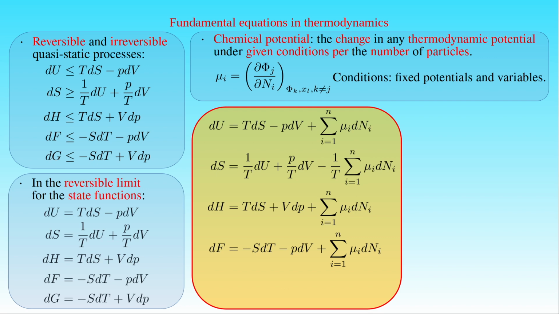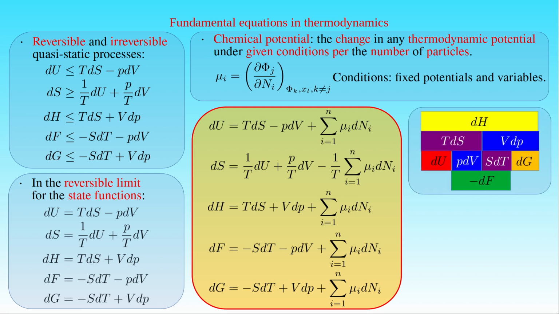Finally, the differential of the free enthalpy G is given by minus the entropy S times the differential of the temperature T, plus the volume V times the differential of the pressure P, plus the sum of the chemical potential μI times the differential of the number of particles Ni. As already seen, the first 2 equations are equivalent and we have 4 independent fundamental relations describing infinitesimal changes in the 5 thermodynamic potentials.